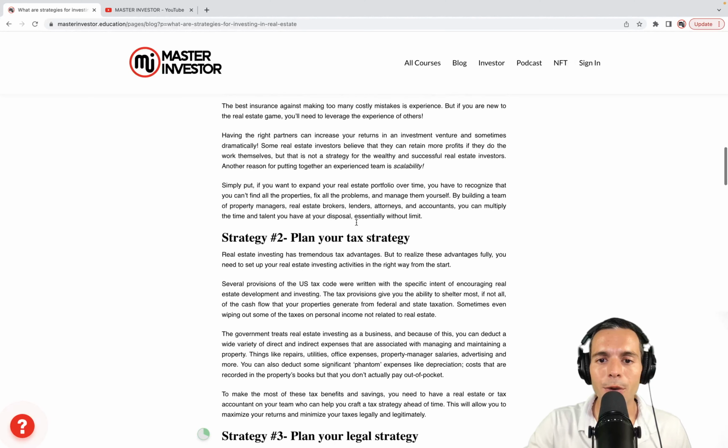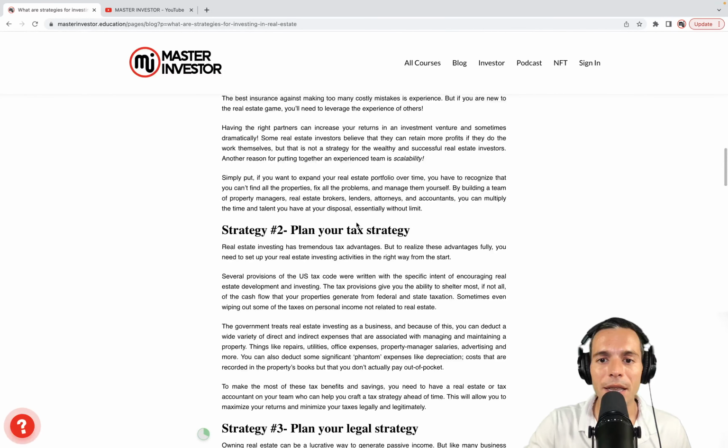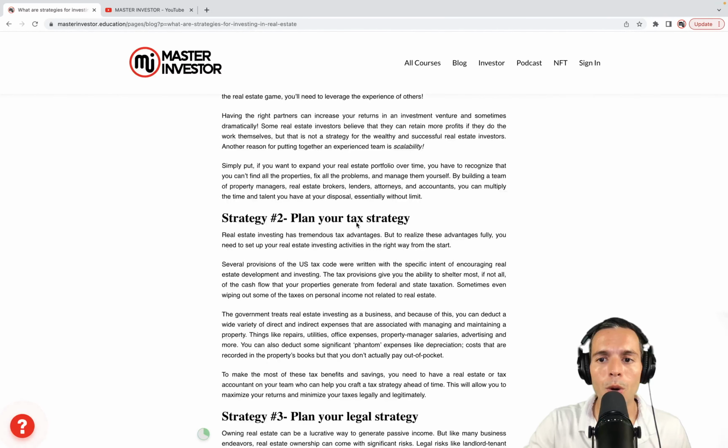Having the right partners can increase your returns in an investment venture, and sometimes dramatically. Some real estate investors believe that they can retain more profits if they do the work themselves, but that is not a strategy for wealthy and successful real estate investors.